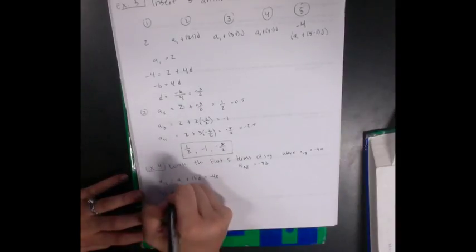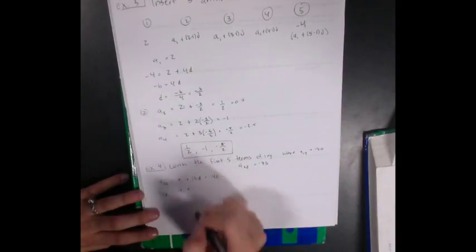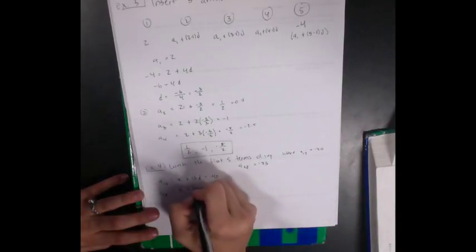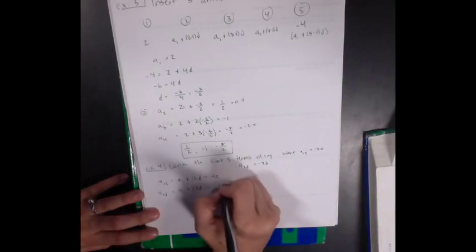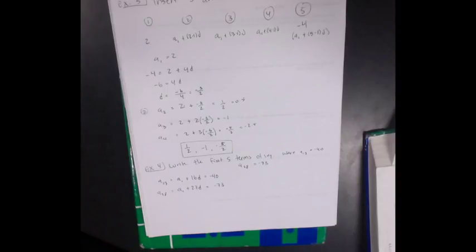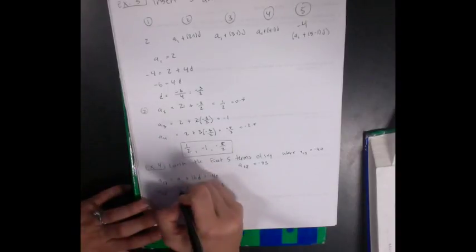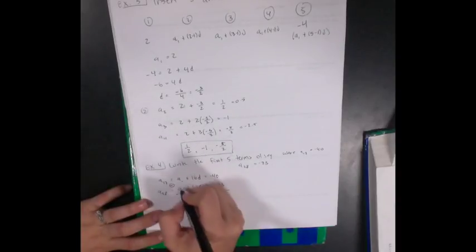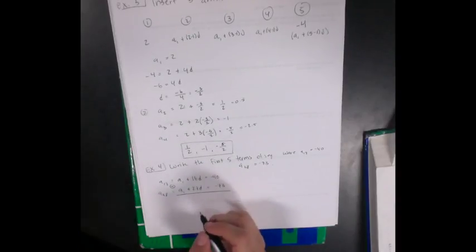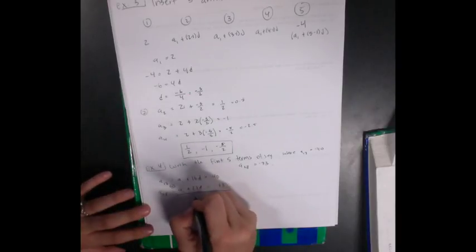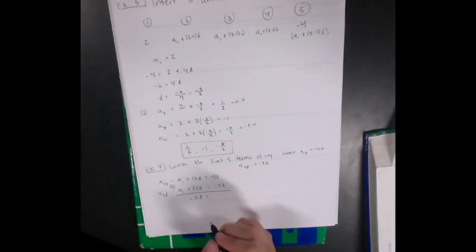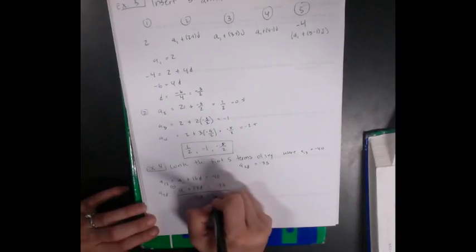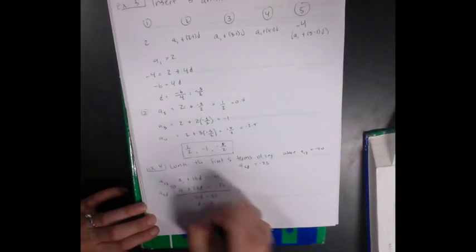A sub 28 is going to be a sub 1 plus 27 times d, and it gives me negative 73. So I can just subtract these two, right? A1 minus A1 goes away. Then I will have 16 minus 27, which gives me negative 11d, equals a negative 40 minus a negative 73, gives me 33. So d is negative 3.